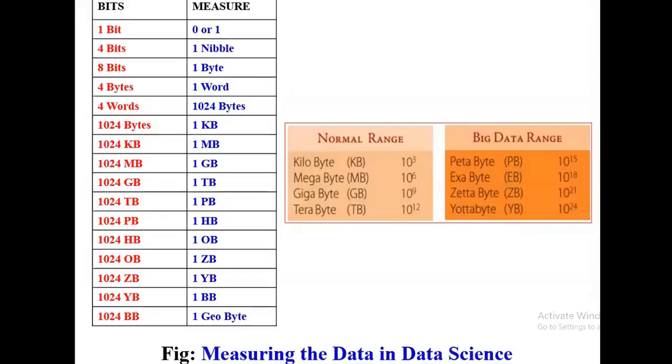Then how do we measure computer information? A computer understands only ones and zeros. 1 bit is equal to 0 or 1. 4 bits is equal to 1 nibble. 8 bits is equal to 1 byte. 4 bytes is equal to 1 word. 1024 bytes is equal to 1 kilobyte. Then kilobytes, megabytes, gigabytes, terabytes, petabytes, exabytes, zettabytes, yottabytes.